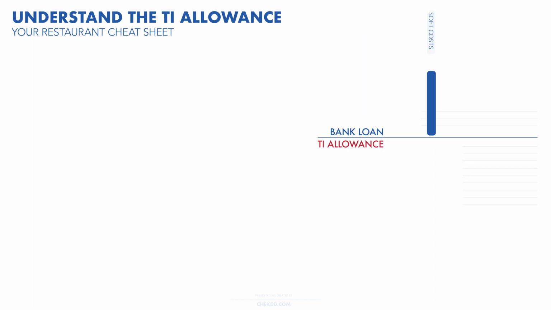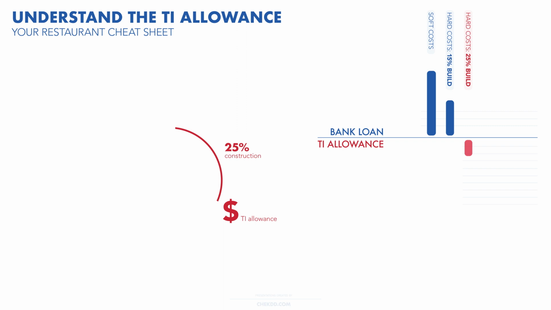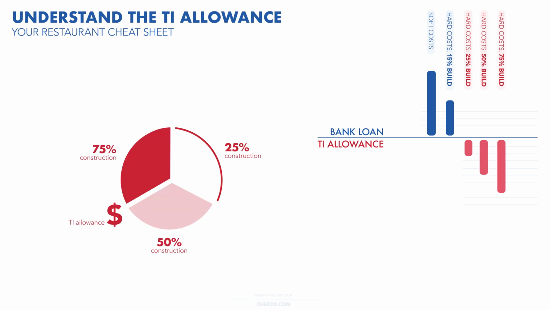Now, let's focus on your tenant improvement (TI) allowance, an allocation of funds provided by the landlord to the tenant as part of the lease agreement. This allowance grants you financial flexibility, allowing you to request disbursements at specific construction milestones. At 25% completion, you can initiate a TI allowance request if stipulated in your lease.